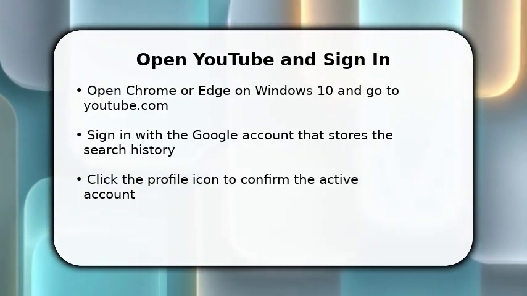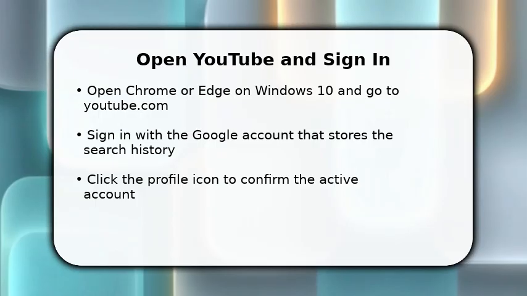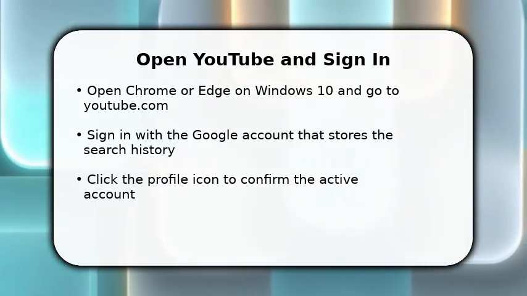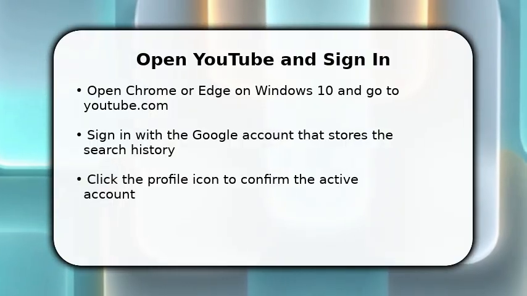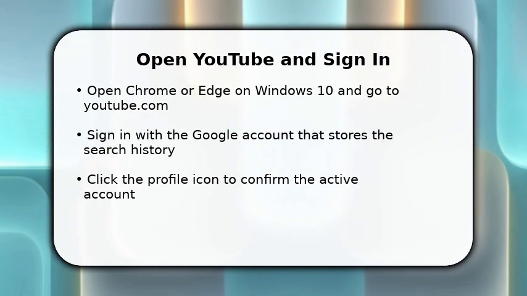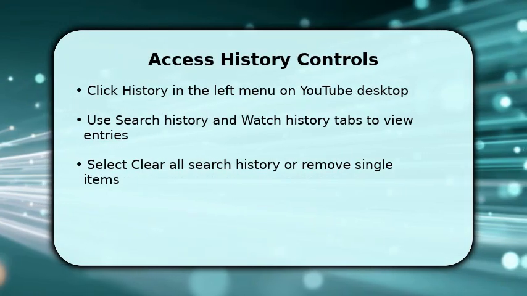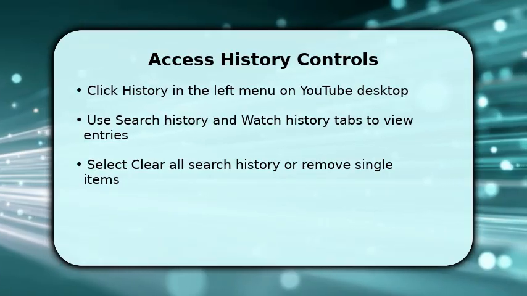Then click the avatar and select Manage your Google account or YouTube Studio depending on your view. We'll move directly into the history controls. Make sure you keep the browser tab open while we change settings and clear entries step by step. Once on YouTube, click History in the left-hand menu to open the activity view.